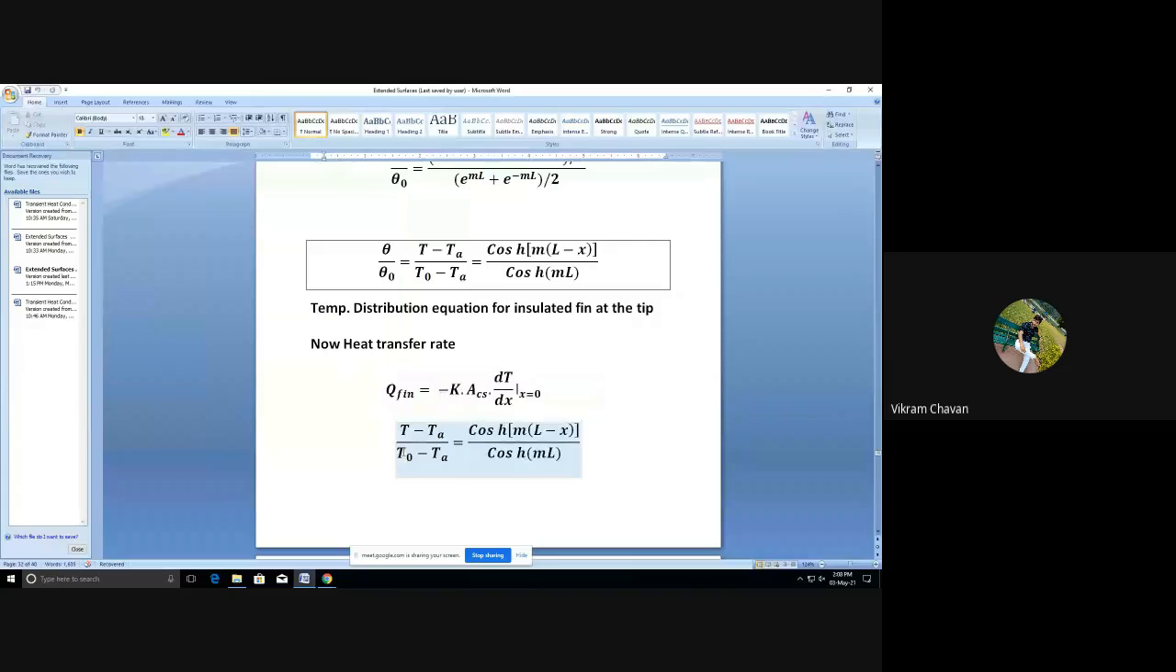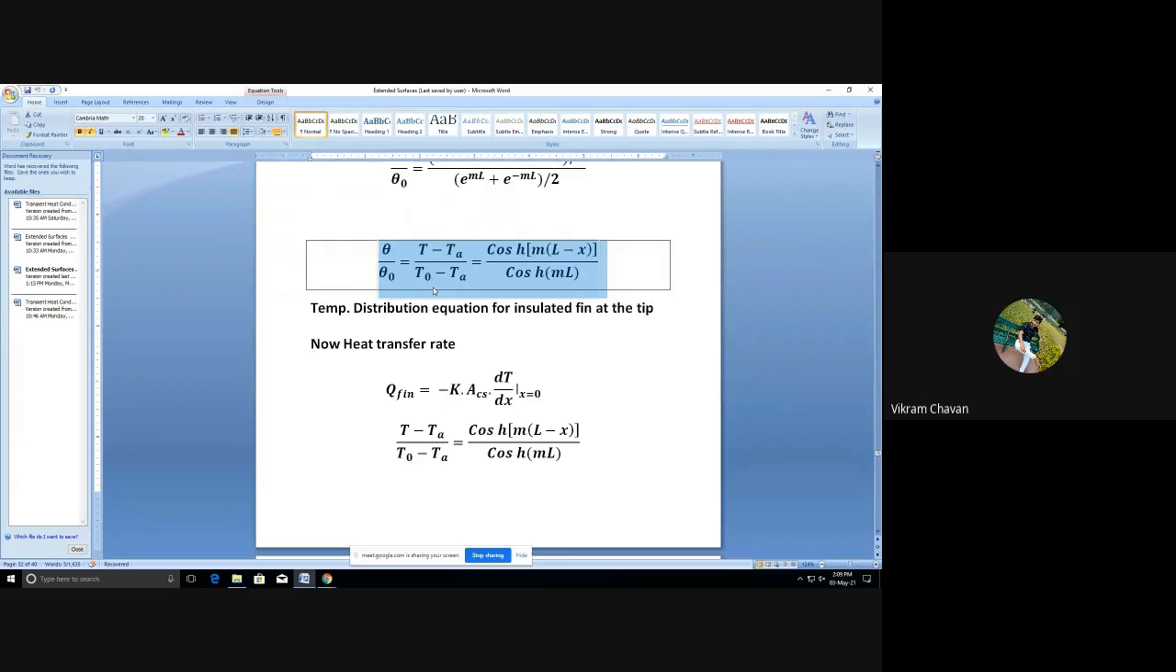In the last lecture, we got this particular equation: theta divided by theta naught is equal to T minus Ta divided by T naught minus Ta, equal to cosh of m into bracket L minus x, divided by cosh of m multiplied by L. Inside the bracket, m multiplied by L. So this is the temperature distribution equation.